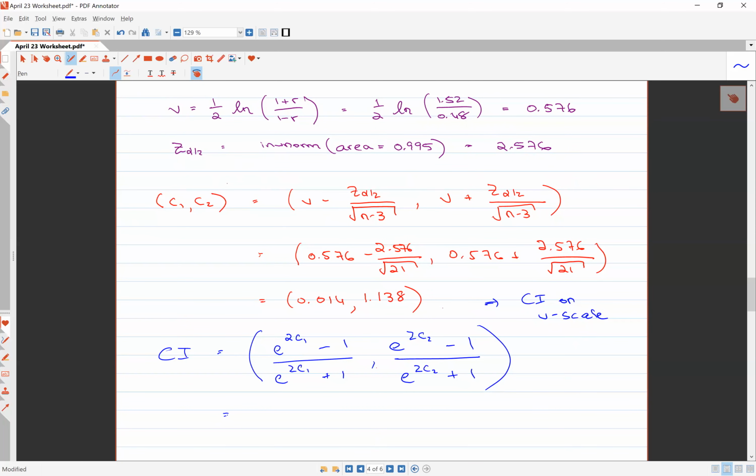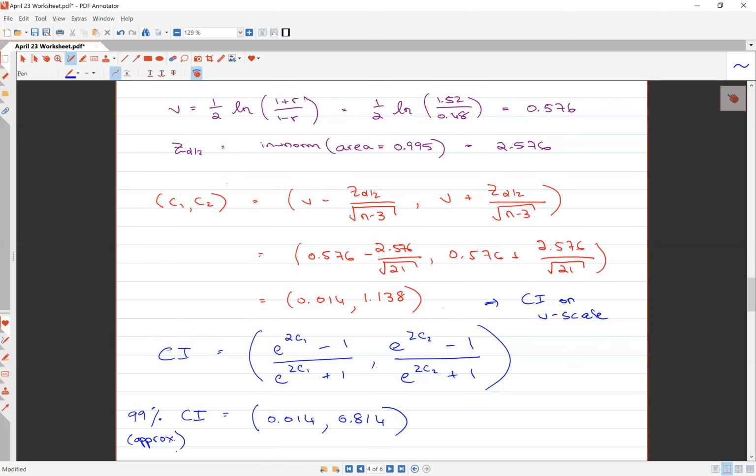Again, this is easy to do. It's just a little bit tedious plugging all of that into your calculator. But what you get in this case is your 99% confidence interval, and it's an approximation because we're relying on the normal distribution here, ranges from 0.014 through 0.814.